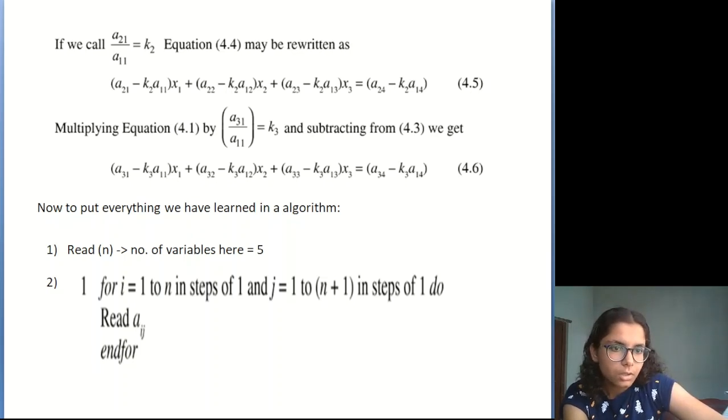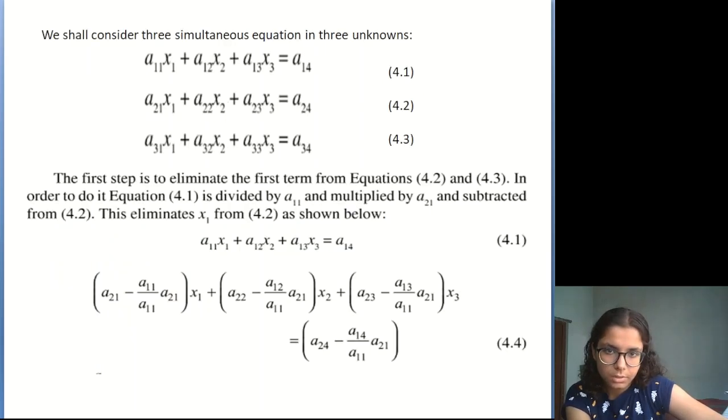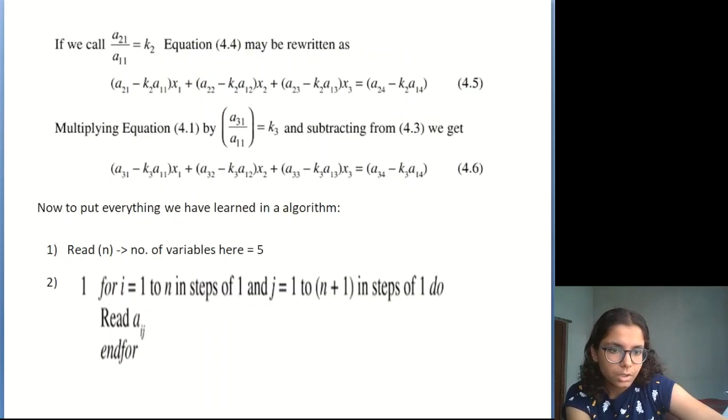Now onto the algorithm, we have to make sure that we write and put everything that we have learned in the algorithm. Firstly we have to read the number of variables, which is, by the way, if we take the linear system from here, the number of variables there are 5.